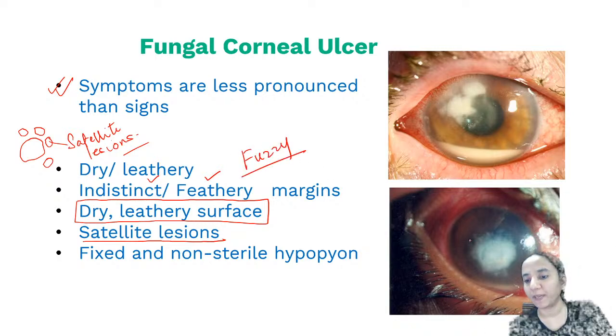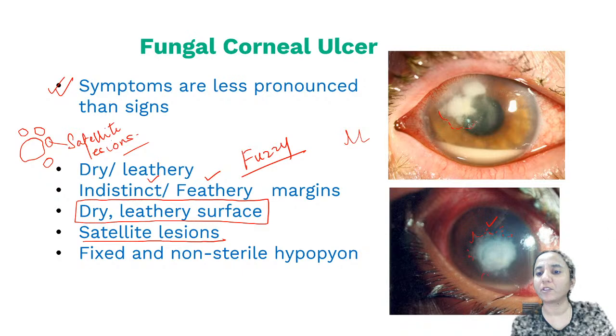So have a look at this picture. This is your ulcer. This is a single lesion, but look at the margins. The margins are like this, right? So they are feathery margins. If I were to outline the margins, see, these are the margins. They are protruding into the surrounding cornea. And here also, if you look, the margins are ill-defined or fuzzy.